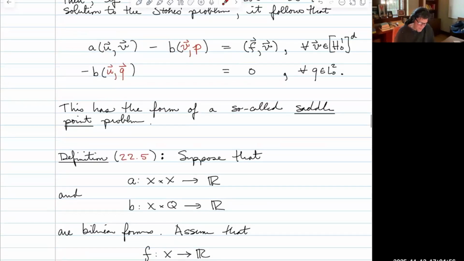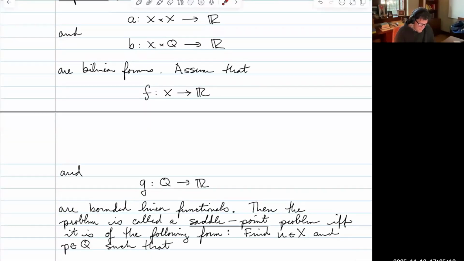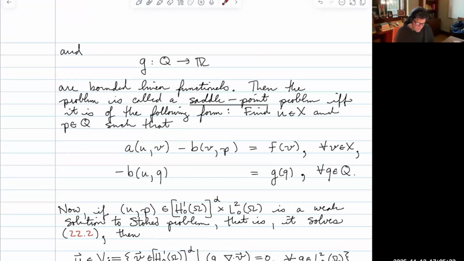In fact, we can write it in fairly general terms. If A is a bilinear form on this space X, and B is a bilinear form on X cross Q, and f is a linear functional on the space X and g is a linear functional on the space Q, then the generic form of the saddle point problem, let's slide this back a little bit, is as follows.